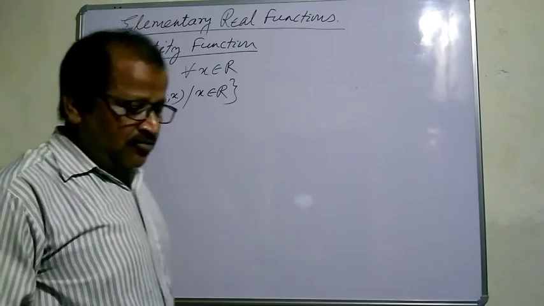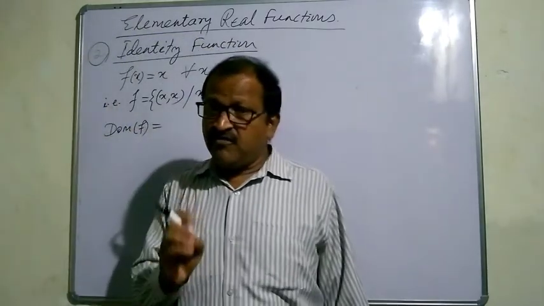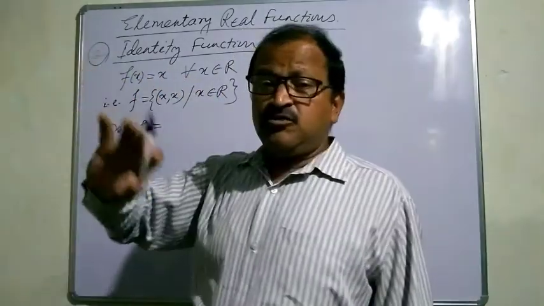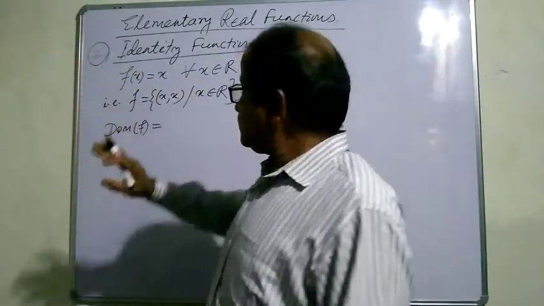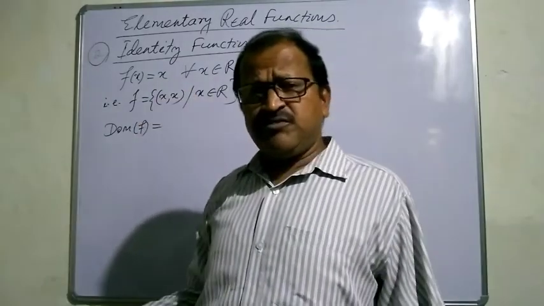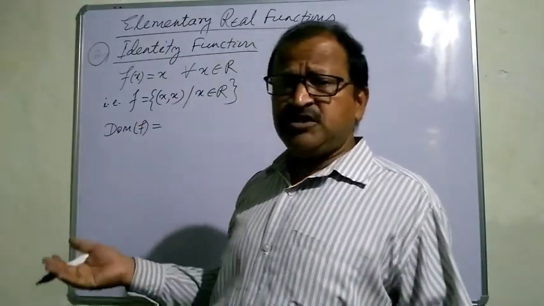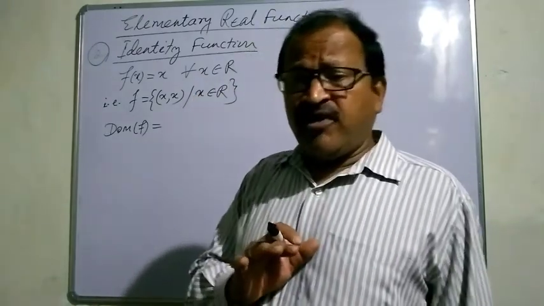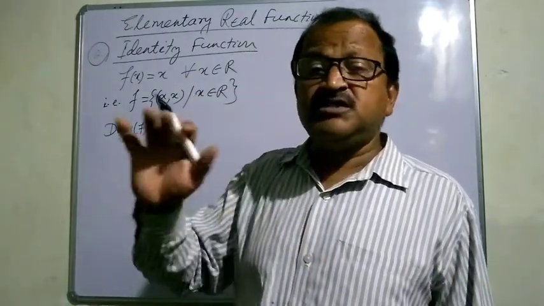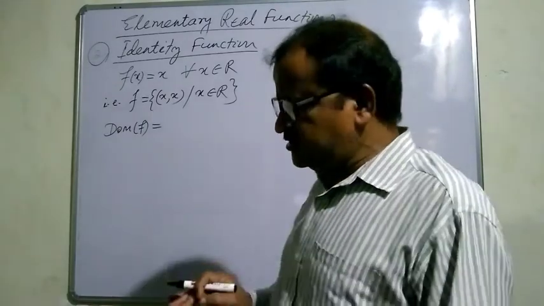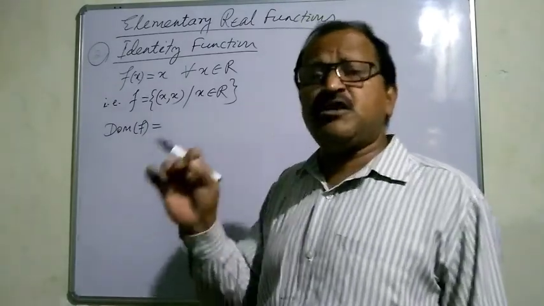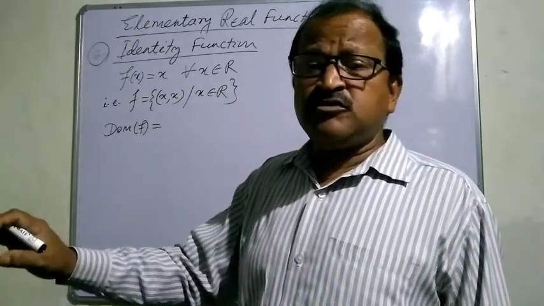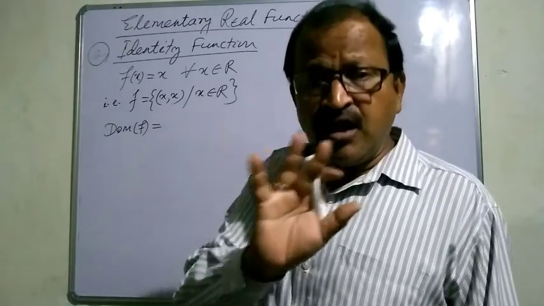While we want to find the domain of a function, what do we do? We have to see in two different ways, whichever is easy, whichever is simple. First, we find the values where the function is defined. Sometimes it is easy to locate the points where the function is not defined, so we discard those points from the set of real numbers.